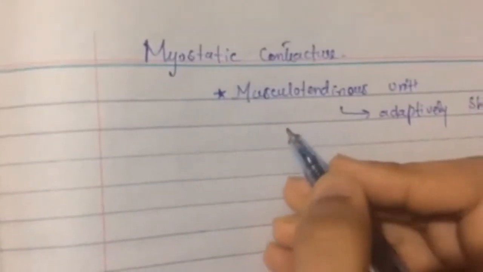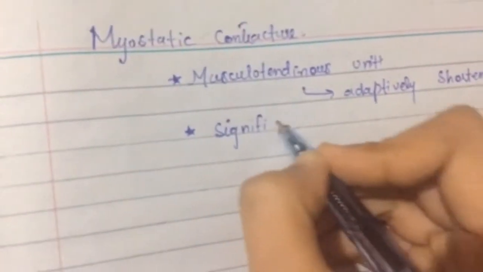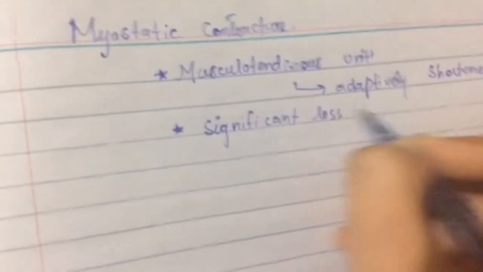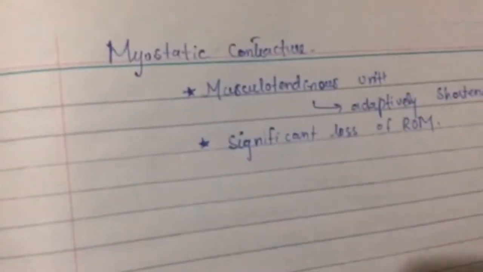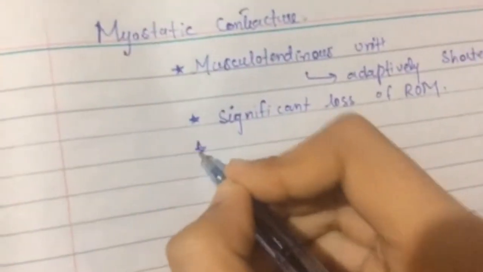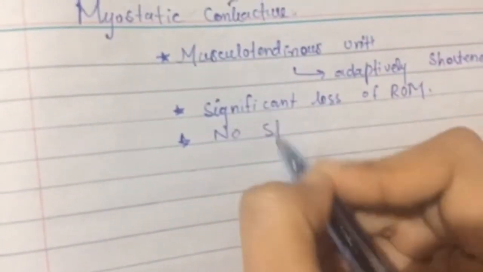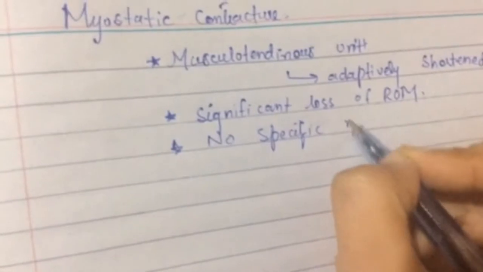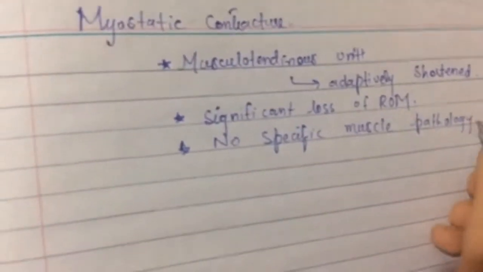Due to that, there is significant loss of ROM, but there is no specific muscle pathology present, so we cannot say this occurred due to any pathology. In a simple way, we say that there is a reduction in the number of sarcomere units in a series.